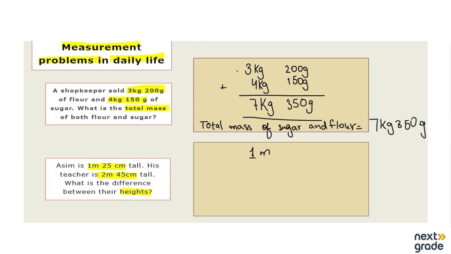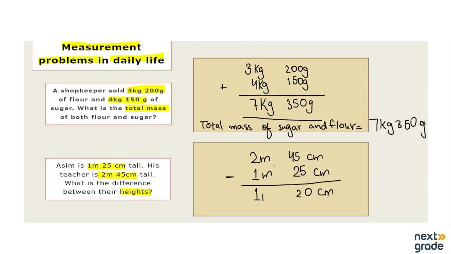But before we write this, remember, we have to find the difference. Difference means subtraction. So we are going to write the bigger number first. That is 2 meter 45 centimeter. And then we're going to write 1 meter and 25 centimeter. It's a question that is difference, so we're gonna minus, that is subtract. So 5 minus 5 is 0 and 4 minus 2 is 2. So it's 20 centimeter and 2 minus 1 is 1 meter.